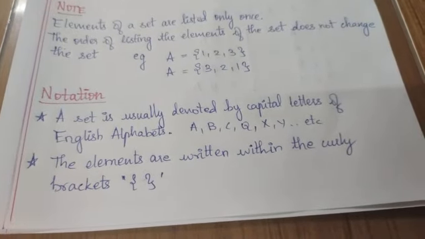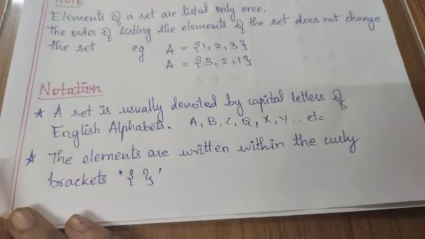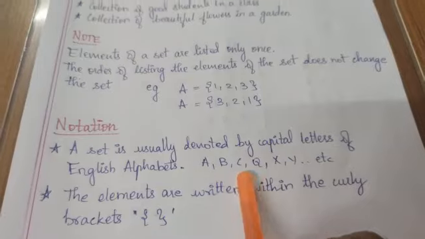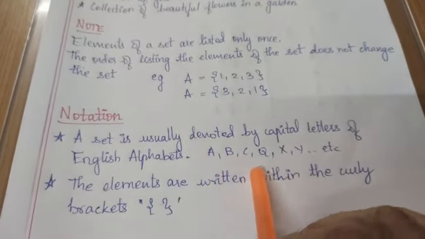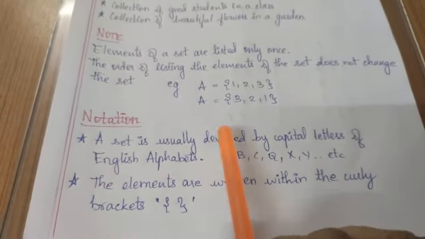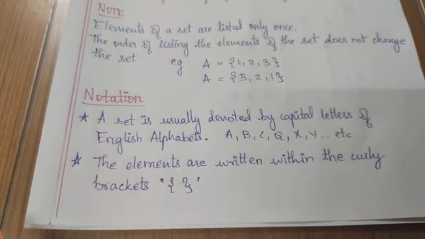Next, a set is usually denoted by capital letters of the English alphabet. If we denote a set, we have to use only capital letters. Small letters should not be used. Capital A, capital B, capital C, etc.